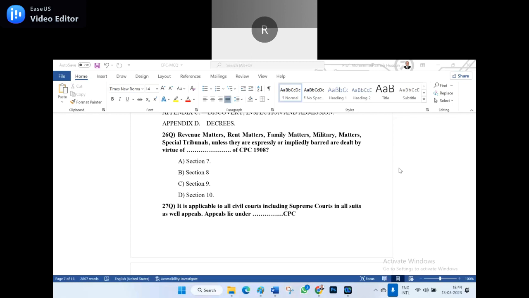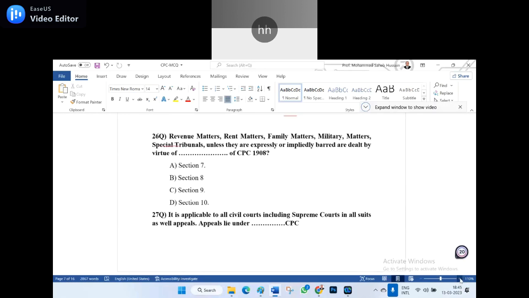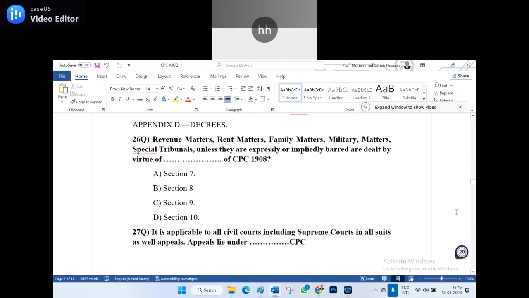Section 8, sir. Wrong. Second option. Section 9, sir. Section 9 is the right answer for the 26th question. Section 9 says, revenue matters, rent matters, family matters, military matters, special tribunals, unless they are expressly or impliedly barred and dealt by the virtue of the Section 9 of the CPC 1908.